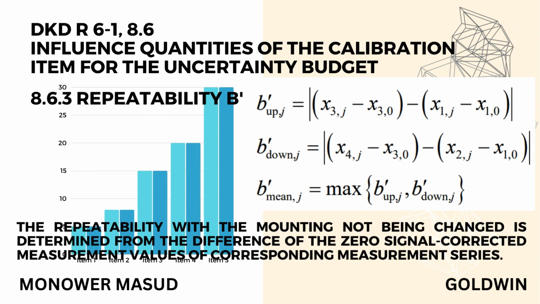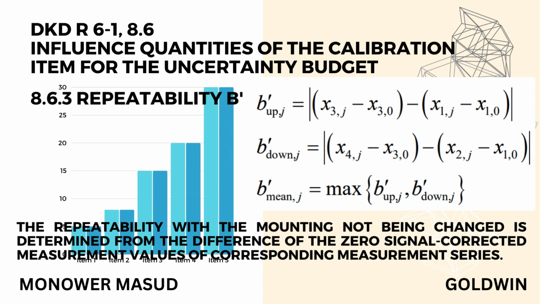Repeatability, B, in pressure measurements. According to DKD-R 6:1, repeatability, B, is the consistency of an instrument's measurements when the mounting remains unchanged, calculated by comparing the differences in zero signal-corrected values across similar measurement series.